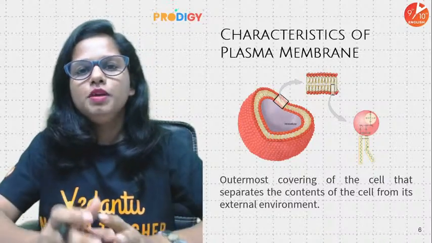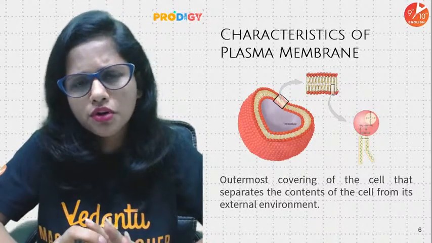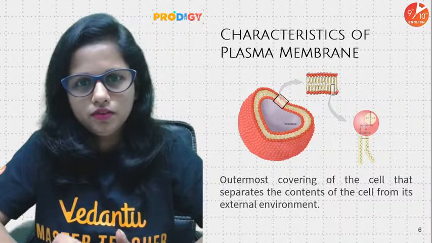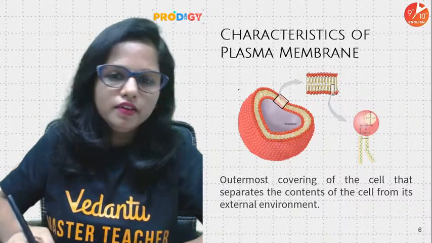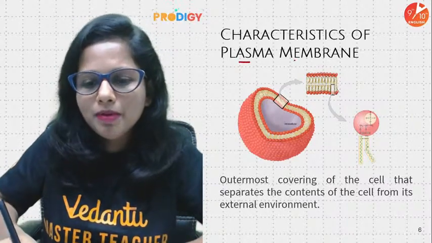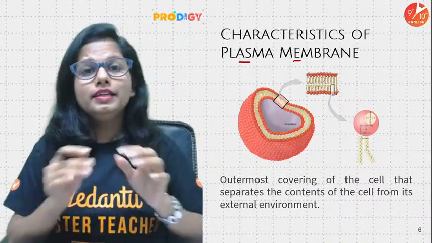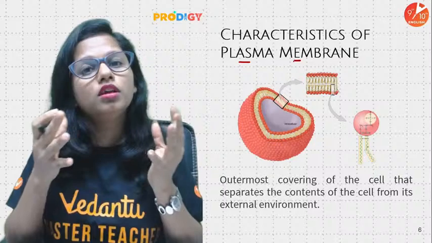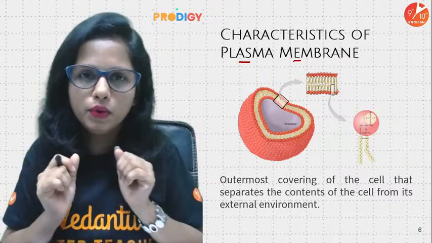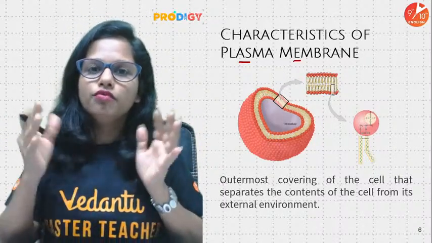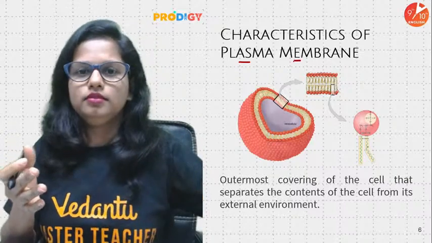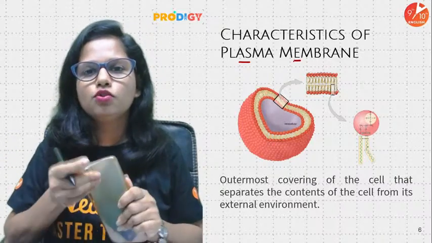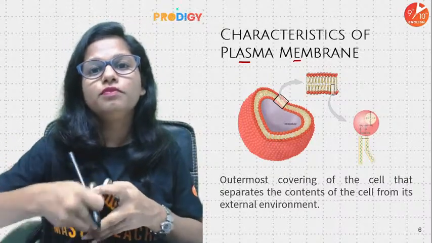So people, now we'll first focus on the cell membrane. The cell membrane is also known as the plasma membrane. It is the outermost covering. When it comes to an animal cell, it is the outermost covering of a cell. And whenever there is a cover, the function of a cover is always to give protection.